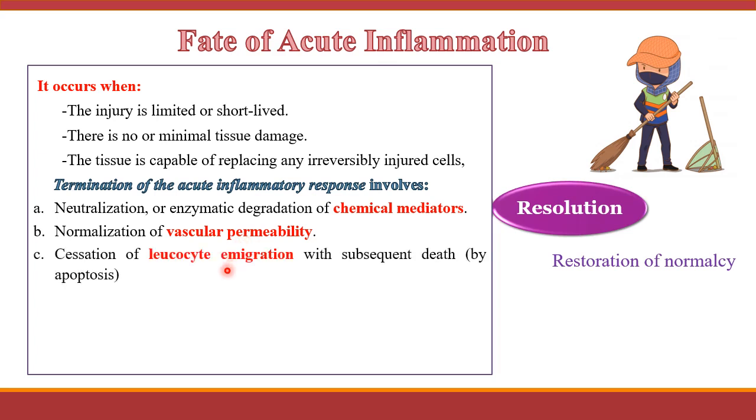We also need the leukocytes to stop their migration, and even the leukocytes that already migrated need to die. So we can start a process of death or suicide, let's say, of leukocytes by apoptosis. So even if we have numbers of leukocytes still in the tissues, they will commit suicide or die by apoptosis, and we will have no more leukocytes recruited to this area. This all will stop.